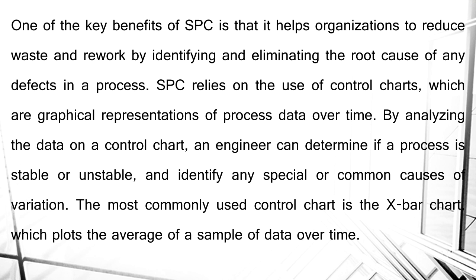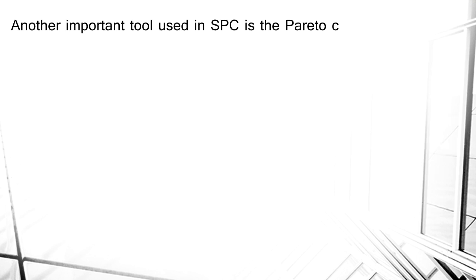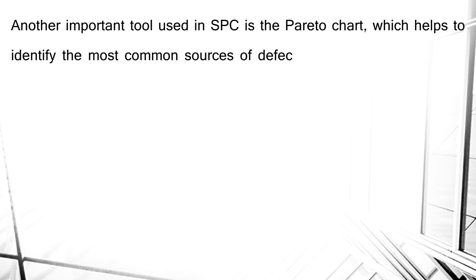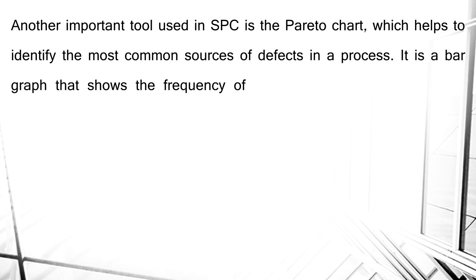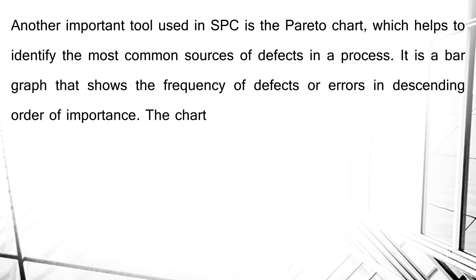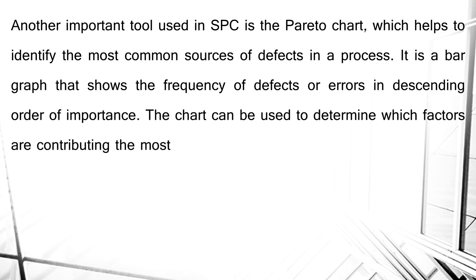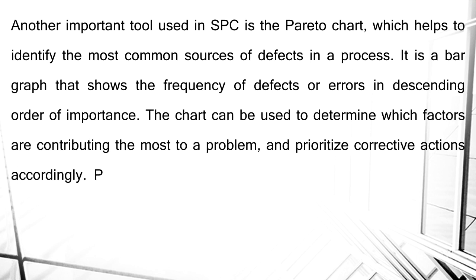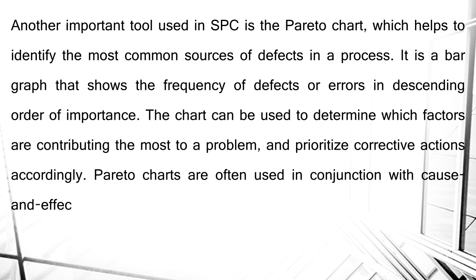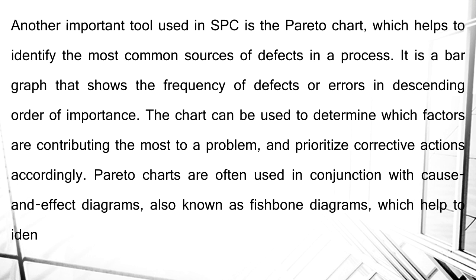The most commonly used control chart is the X-bar chart, which plots the average of a sample of data over time. Another important tool used in SPC is the Pareto chart, which helps to identify the most common sources of defects in a process. It is a bar graph that shows the frequency of defects or errors in descending order of importance. The chart can be used to determine which factors are contributing the most to a problem, and prioritize corrective actions accordingly. Pareto charts are often used in conjunction with cause and effect diagrams, also known as fishbone diagrams, which help to identify the root causes of defects.